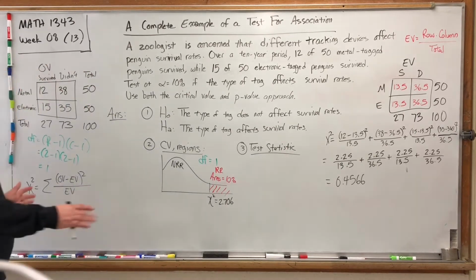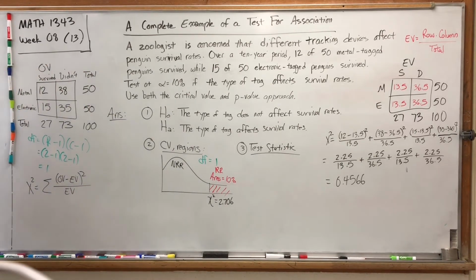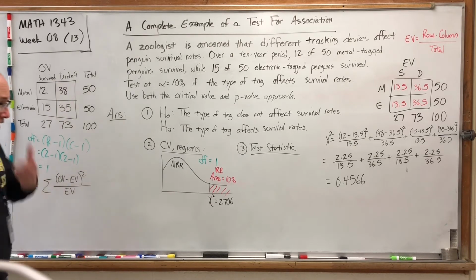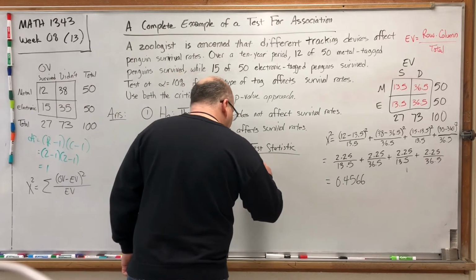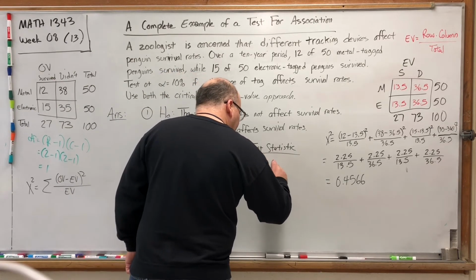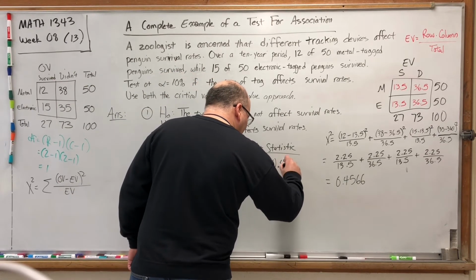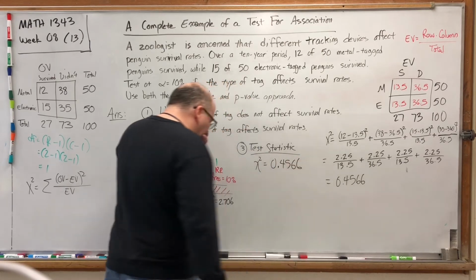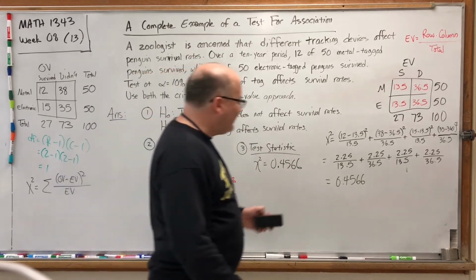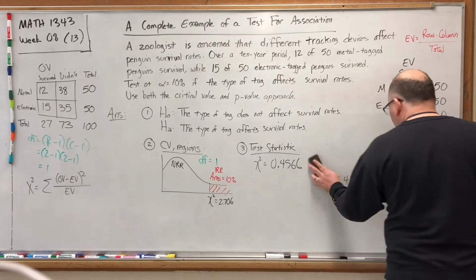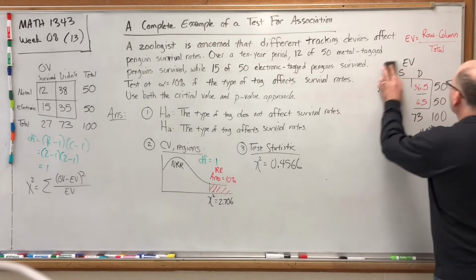And again, this is the slowest part of the test for association because you have to calculate all your expected values and then you have to calculate the test statistic afterwards. But our test statistic ends up being chi-squared is equal to 0.4566. That's a really small test statistic. I'm not expecting to reject the null hypothesis.